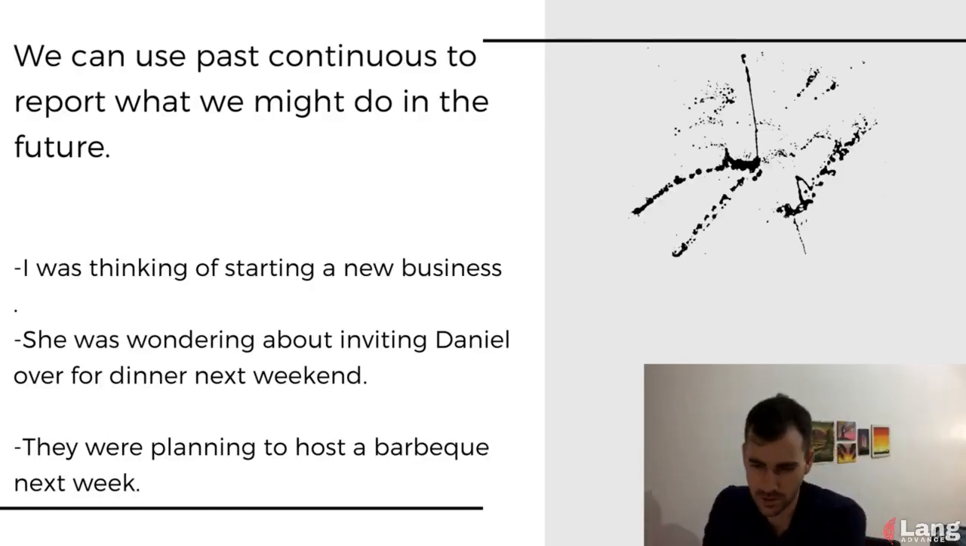The next rule, we can use past continuous to report what we might do in the future. I was thinking of starting a new business. She was wondering about inviting Daniel over for dinner next weekend. They were planning to host a barbecue next week. These are things that we might do in the future. It's kind of strange that we use the past continuous in this case, but in fact we do.